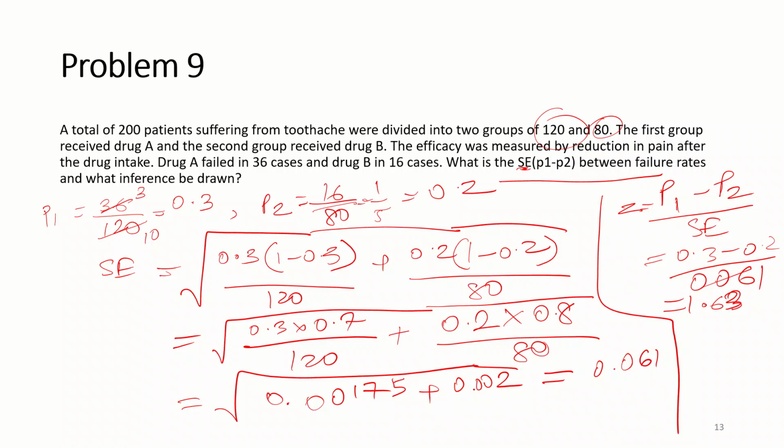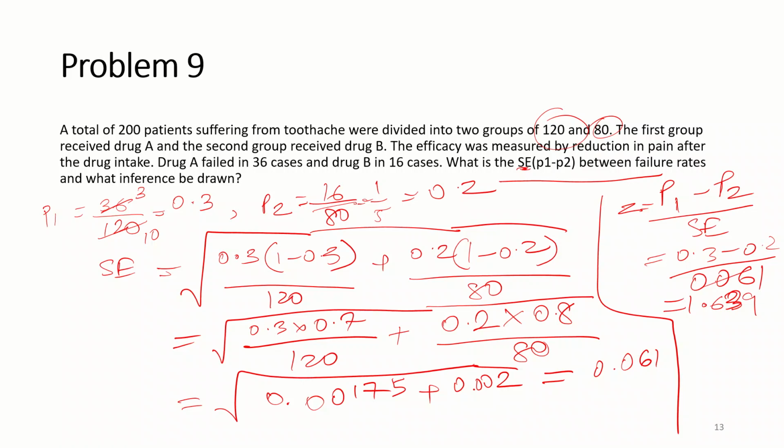Yeah, correct. 1.639. Just 0.1 divided by 0.061 gives 1.639. Okay. So what inference can be drawn?